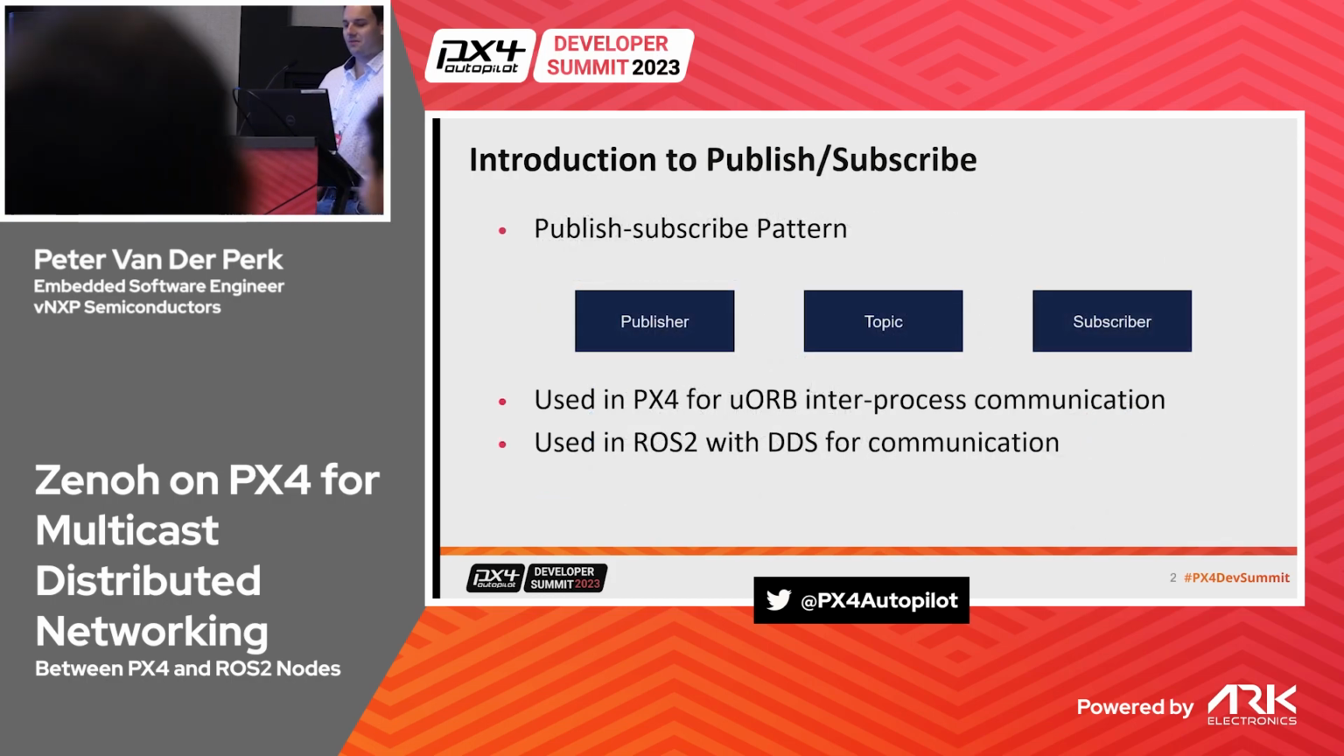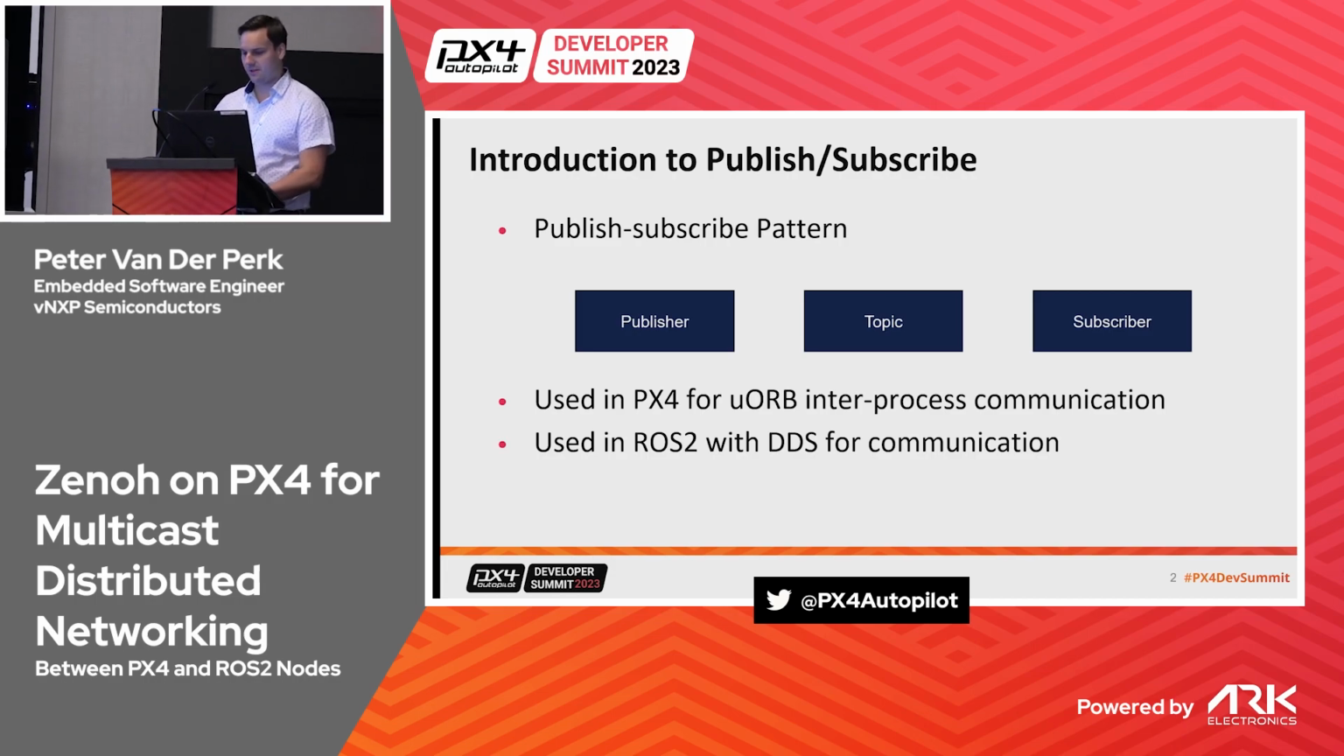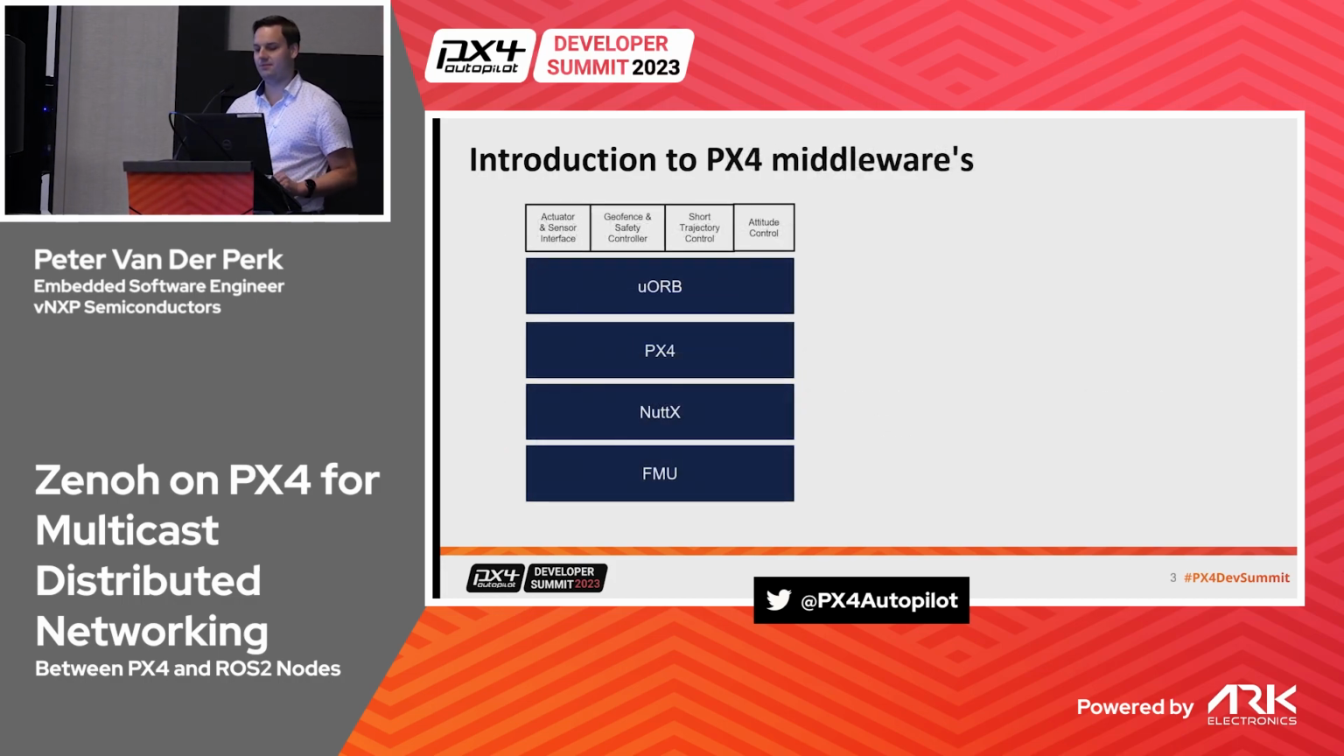Just a very quick introduction to publish and subscribe. So the concept of publish and subscribe, you have a publisher, you have a topic, and you have a subscriber. So in PX4, uORB is the mechanism used to communicate between different processes and different data, and in ROS2, DDS is used for that. So a very quick introduction into PX4, how it's done. PX4 runs NuttX. On top of that, we have the uORB implementation. Then we have different services doing different tasks in between there. We use these topics to communicate.